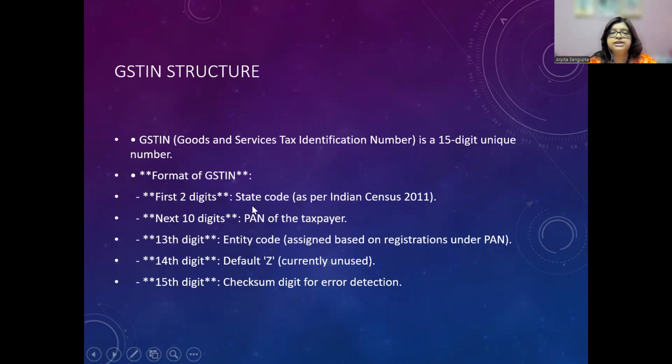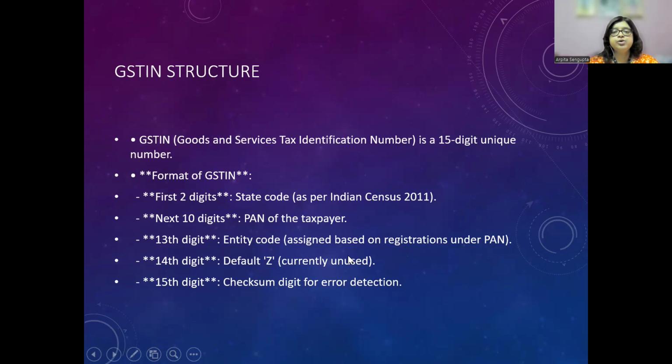The first two digits are the state code, like 19 for West Bengal. The next 10 digits are the PAN of the taxpayer, the permanent account number. So in case of GST, the PAN of the taxpayer is mandatory. The person who applies for GST registration has to apply with the PAN.